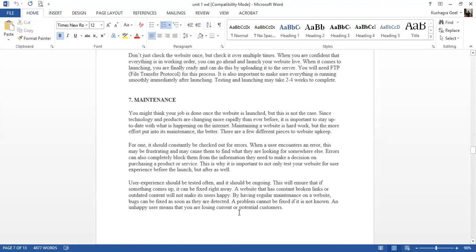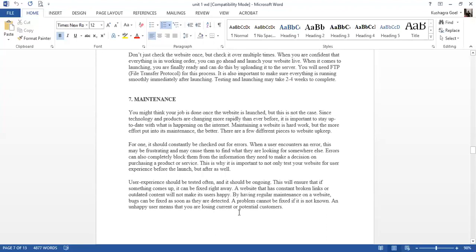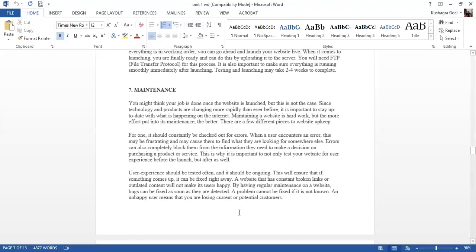Maintenance is a never-ending process. You might think your job is done once the website is launched, but that is not the case. Since technology and products are changing more rapidly than ever before, it is important to stay up to date. So it may take some changes.